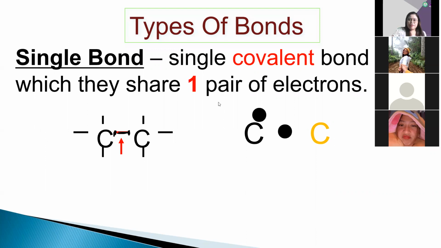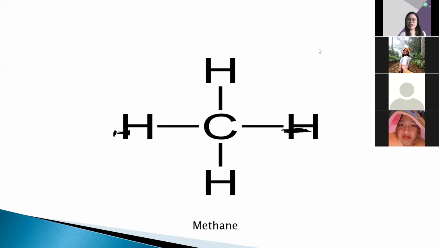Okay? So if we draw the electron dots here, remember carbon has 4 valence electrons. The same thing with this carbon. So each of them will be sharing 1 electron. So as they share, yung bond na form. So single bond lang siya. So this will be the bond here. Single bond. Okay? So that is also true for methane.